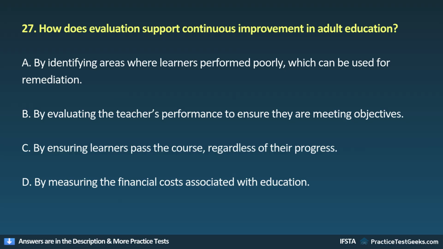27. How does evaluation support continuous improvement in adult education? A. By identifying areas where learners performed poorly, which can be used for remediation. B. By evaluating the teacher's performance to ensure they are meeting objectives. C. By ensuring learners pass the course, regardless of their progress. D. By measuring the financial costs associated with education.